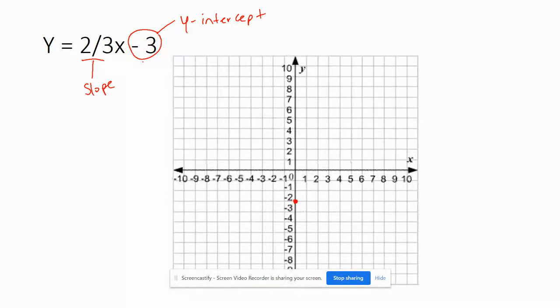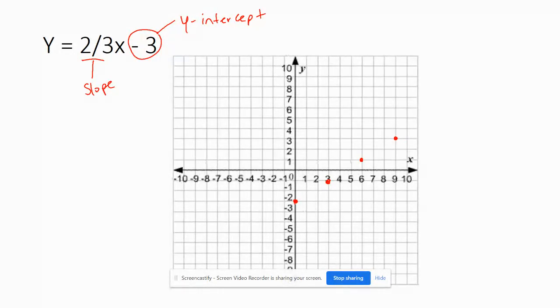Now our slope is 2/3. So rise over run, right? We're going to go to the right 3 and up 2. So 1, 2, 3, 1, 2. Then we're just going to go from the next point. We'll go from the point that we just put. So 1, 2, 3, 1, 2.